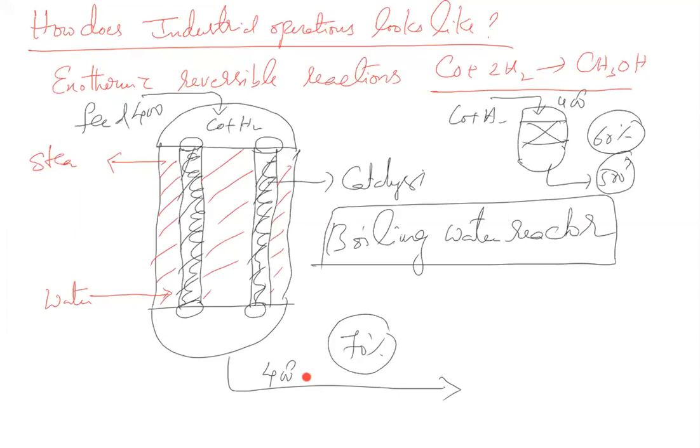You have to take out the heat. Otherwise, if you don't take out the heat, then that heat will be raising the temperature of the feed. If the temperature of the feed rises, then your conversions will get stuck there. Your conversions will get stuck there. Something like this. Did you get what I'm trying to say?